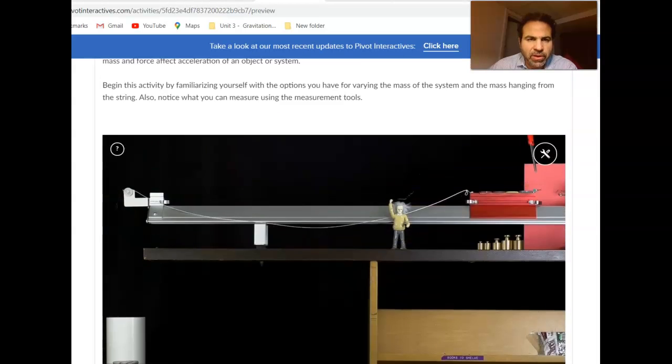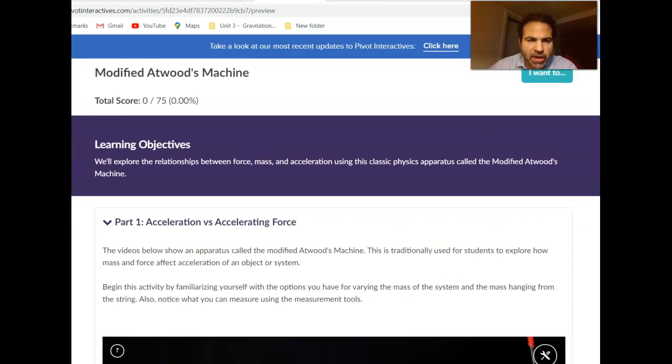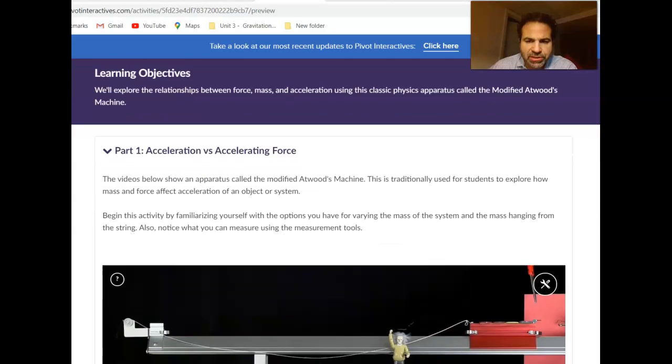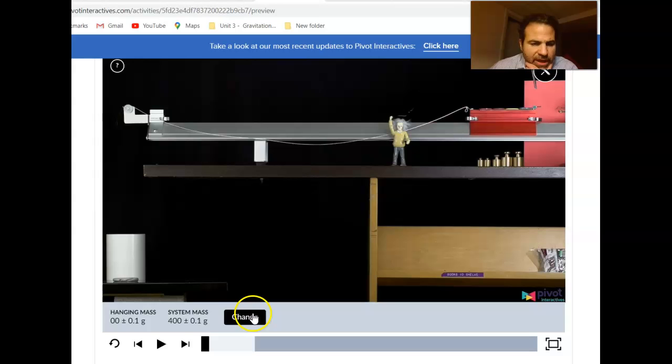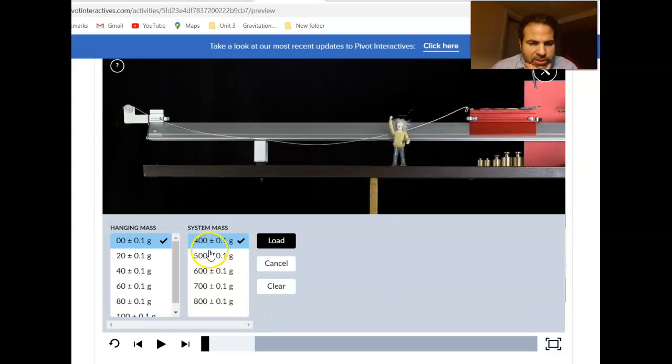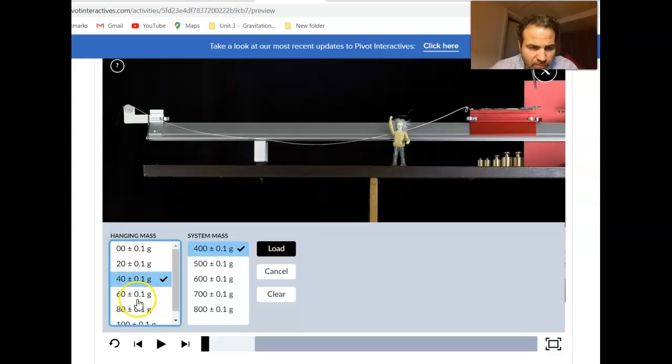All right, so here we are at the modified Atwood's machine lab. If you click this button right here, we can select the system mass, which is a combination of the hanging mass plus the mass on the track. You don't want the hanging mass to be 0, or else it won't go anywhere. I'm going to do the experiment for a 500 gram system mass.